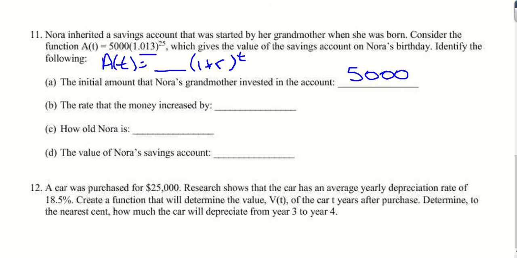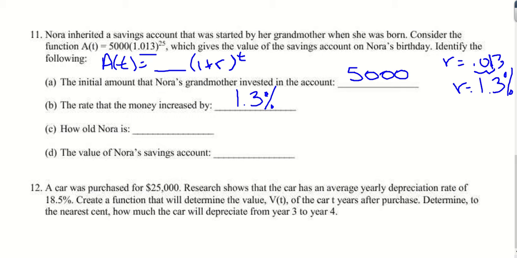So if this is 1.013, that means our rate is equal to 0.013 as a decimal, and then all we have to do is multiply times 100 or shift the decimal point over 2 spots, and we get 1.3% as our rate. So the rate, R, is increased by 1.3%. If you wrote 0.013, I would also give you credit because those two numbers are equivalent.